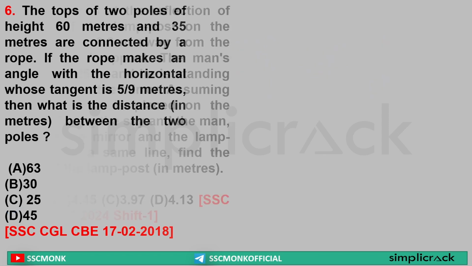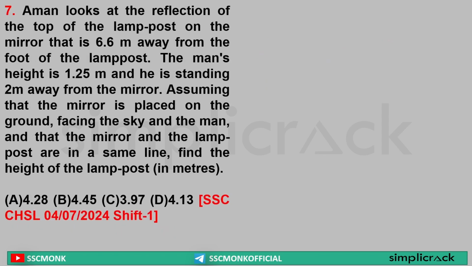Okay? Next. A man looks at the reflection of the top of a lamppost on a mirror that is 6.6 meter away from the foot of the lamppost. The man's height is 1.25 meter and he is standing 2 meter away from the mirror. Assuming that the mirror is placed on the ground facing the sky and the man, the mirror and the lamppost are in the same line. Find the height of the lamppost.